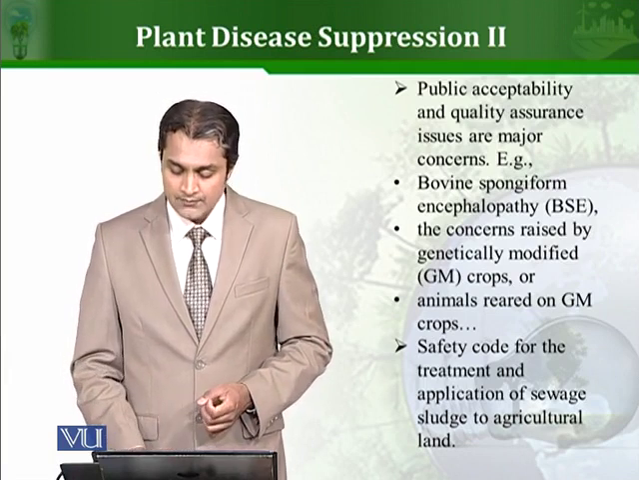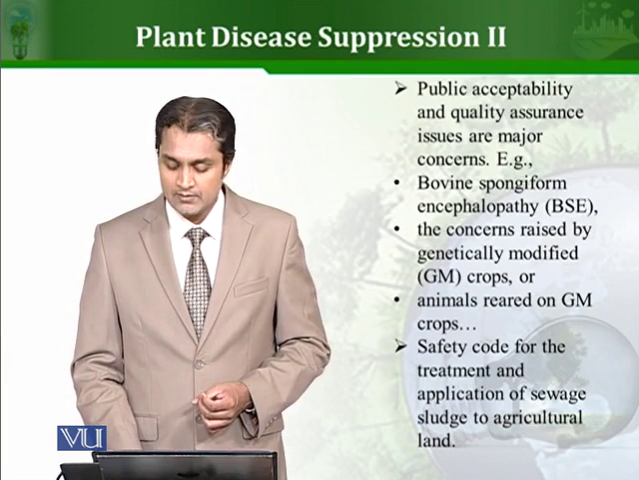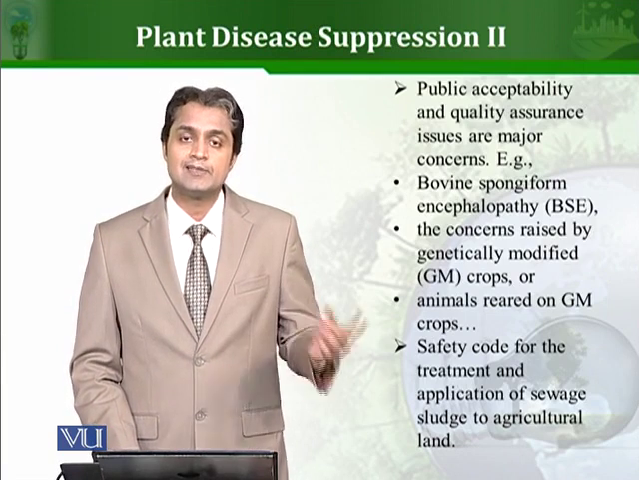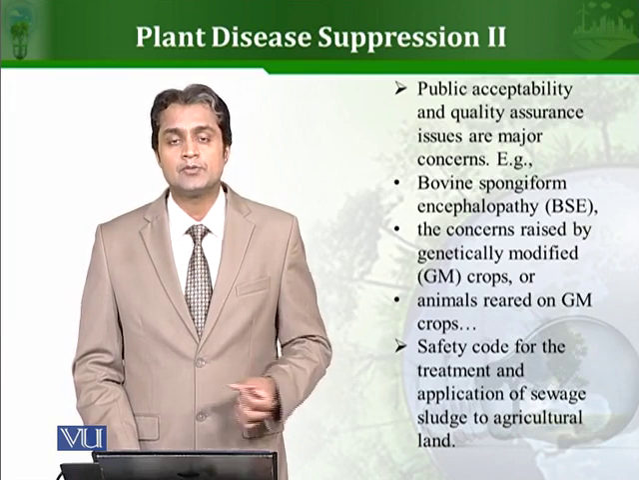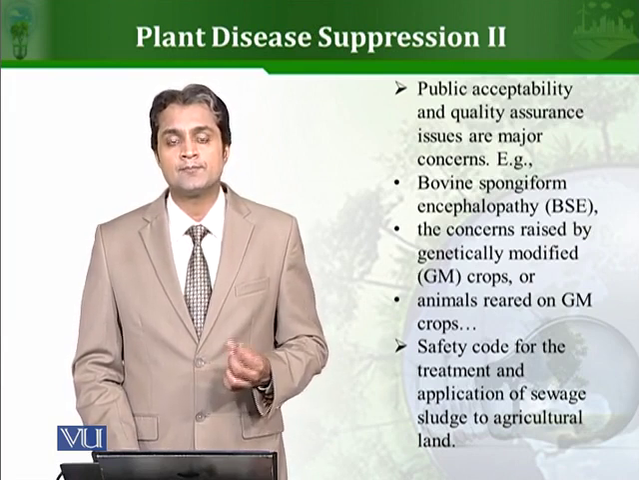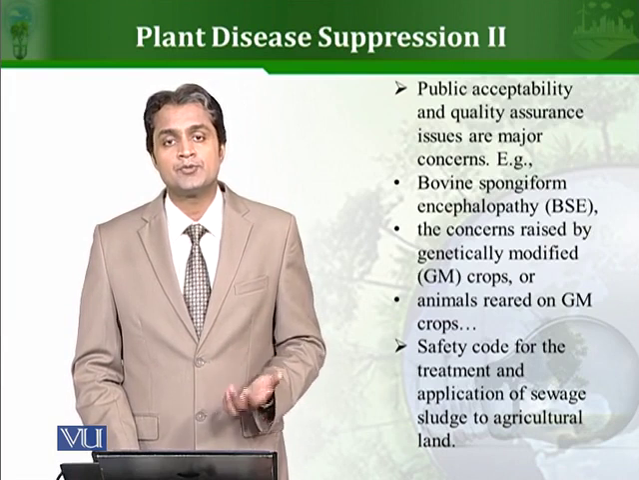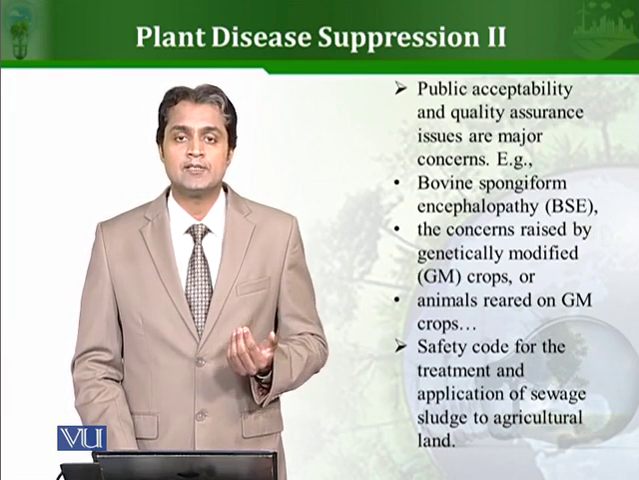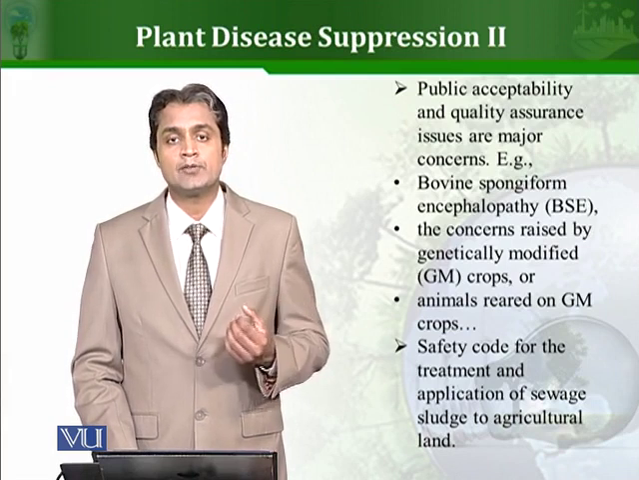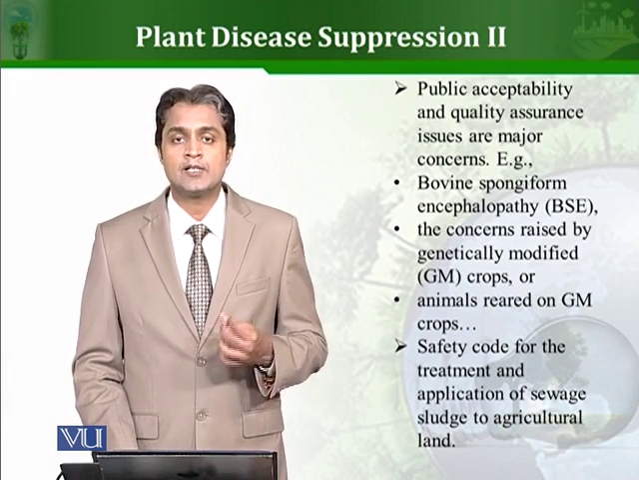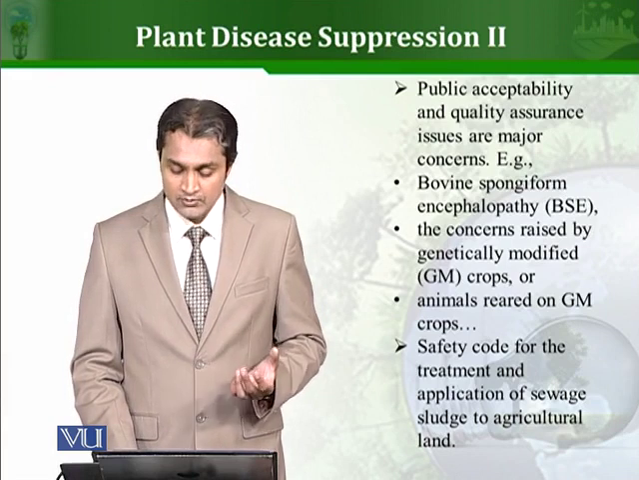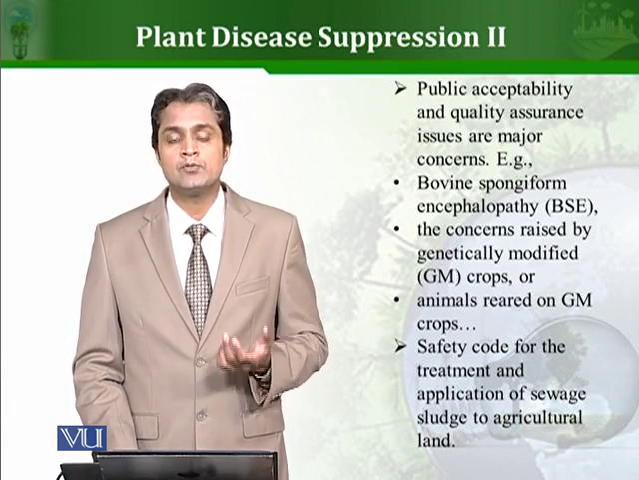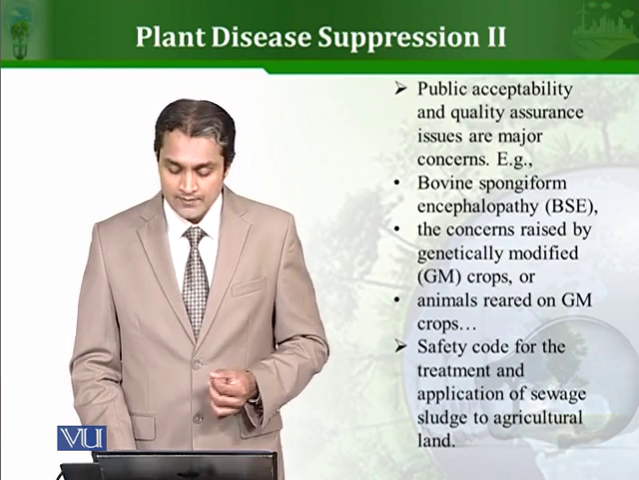A safety code for the treatment and application of sewage sludge to agricultural land is also there as well. कि अगर हम sludge को recycle करना है, sludge को use करना है as fertilizer, या हमने compost को use करना है as a biofertilizer, तो उसमें standard level क्या होना चाहिए, कितने उसमें different types के organic contents होने चाहिए और उनकी क्या concentration होनी चाहिए, microbial load कितना होना चाहिए, उसकी क्वांटिटी एंड क्वालिटी दोनों किस किस्म की होनी चाहिए, ये सारे कंसर्न्स वहाँ पे हैं.